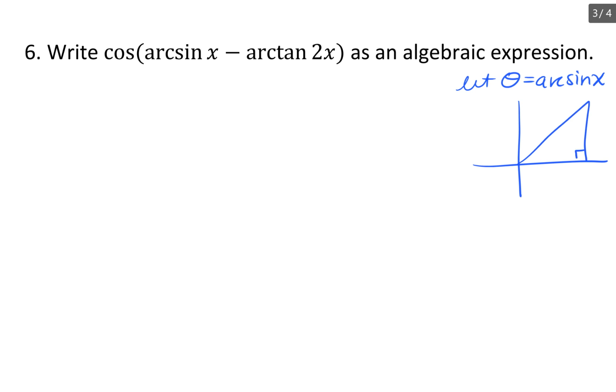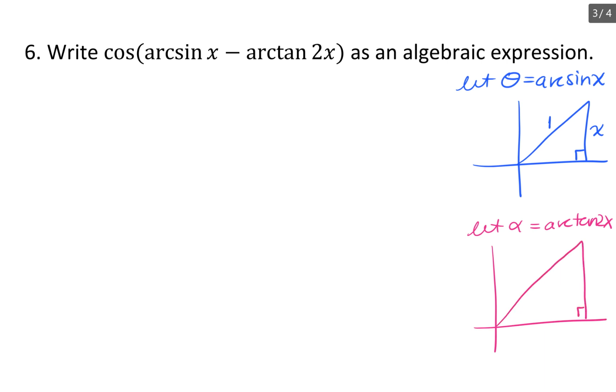All right, so we have our sine. So the x would be x over 1, so opposite would be x. Hypotenuse would be 1. And then you can go ahead and find the missing side for that. I'm going to let my alpha equal arc tangent of 2x. And so tangent is opposite over adjacent, so we have 2x on the opposite, 1 on the adjacent, and then we're finding the missing hypotenuse. So go ahead and find each of those.